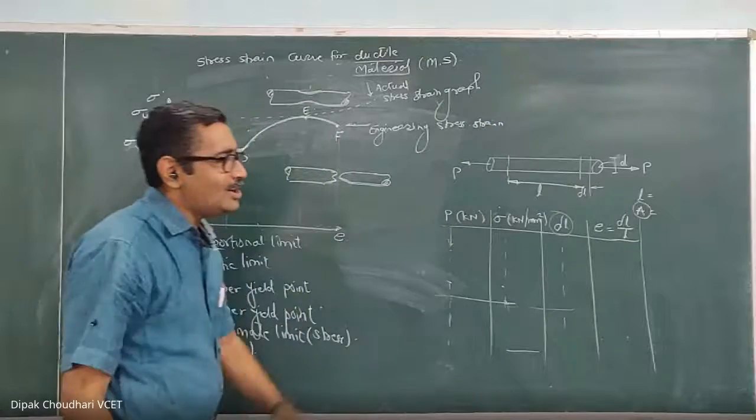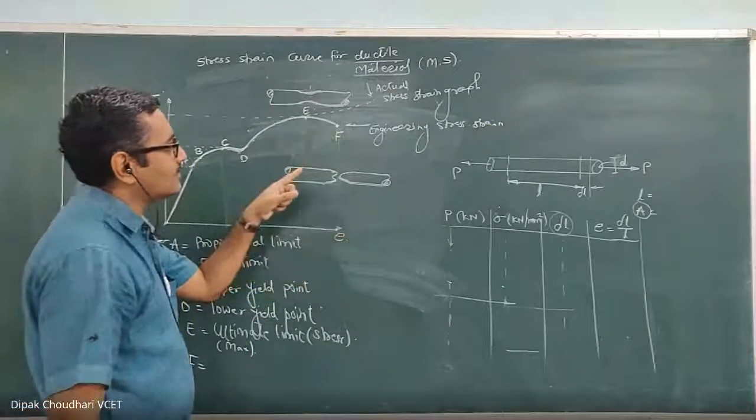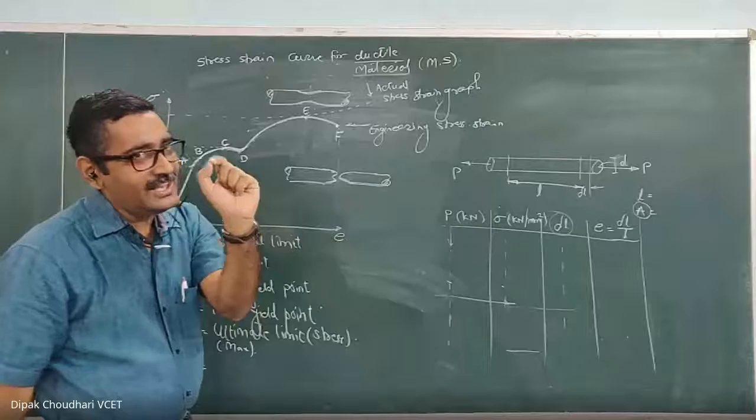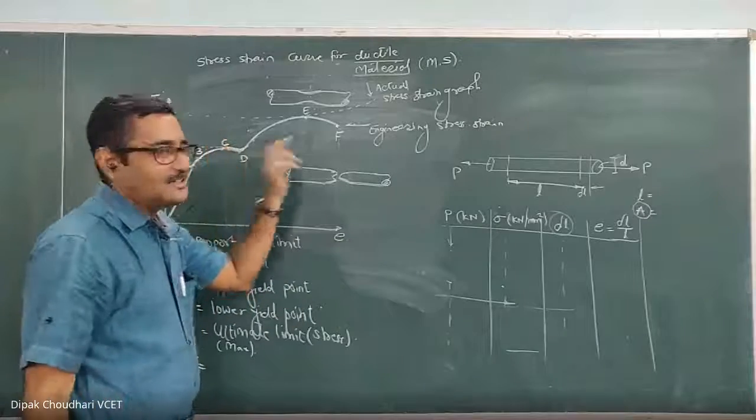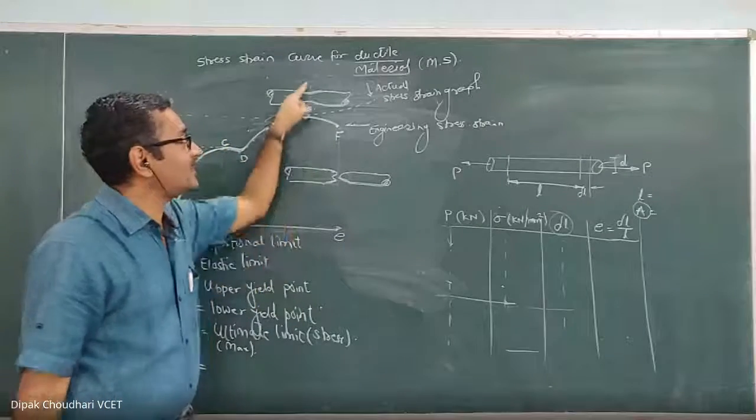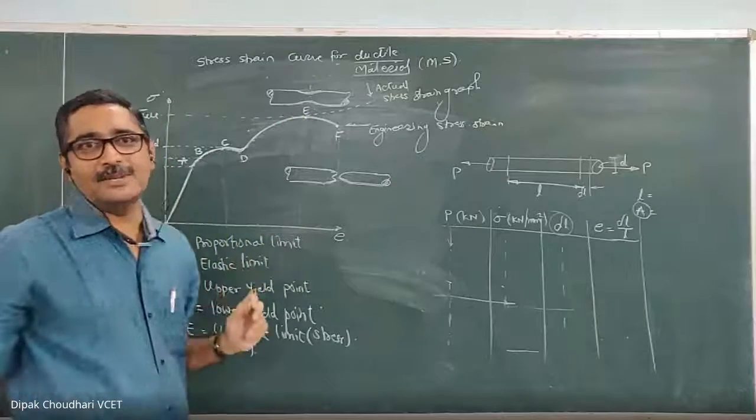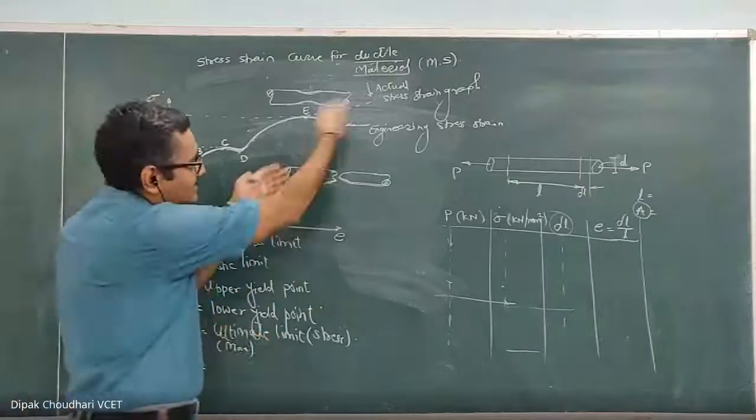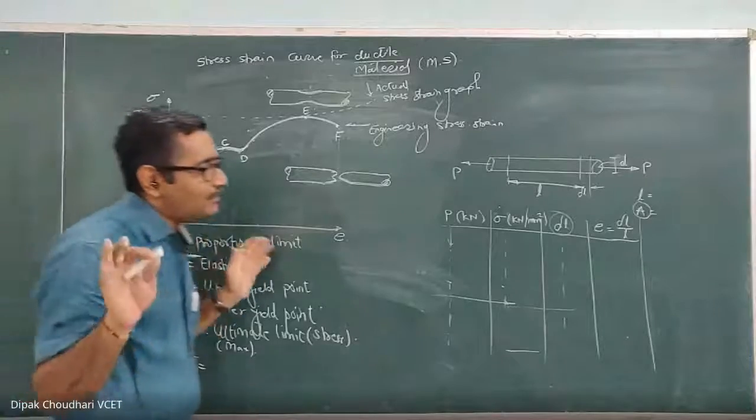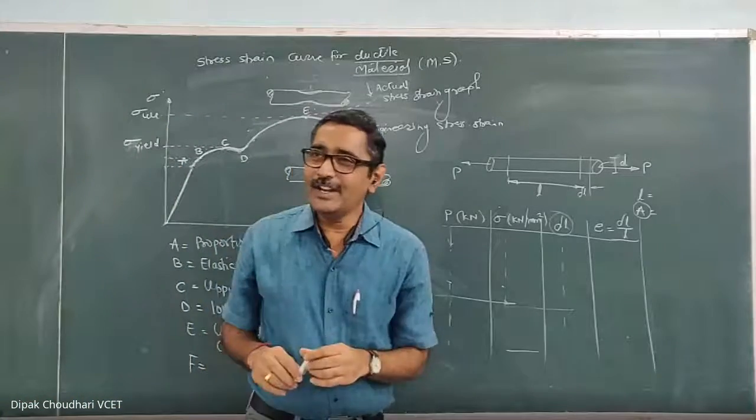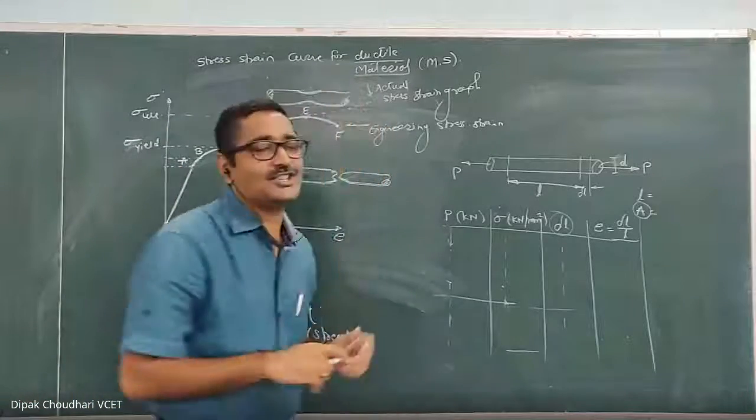If I calculate the value of stress based on the reduced area, because the cross-sectional area decreases from this point, neck formation takes place here. Till this point the graph is a little bit similar, but after that there is a variation. Why do we use the engineering stress strain graph for calculation? Normally it is very difficult to measure this reduced cross-sectional area.